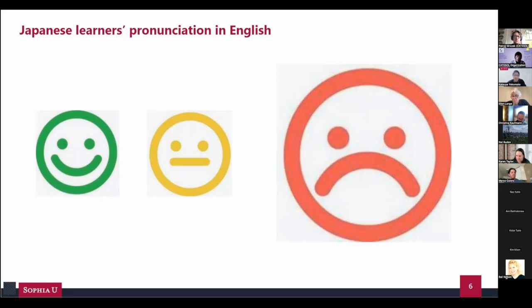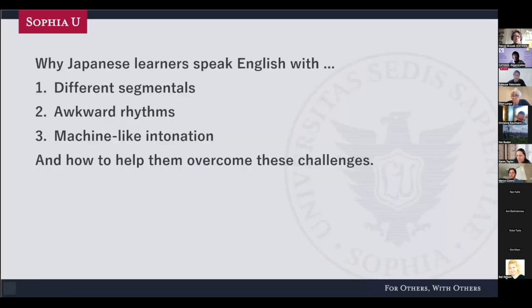So today we are going to go over three things mainly. We are going to talk about why Japanese learners speak English with different or wrong segmentals. If you are not familiar with the term segmentals, I'm going to go over it a little bit later, so don't worry at the moment. The second one is why Japanese learners speak English with awkward rhythms. That is a serious issue. And also why Japanese people speak English with machine-like intonation.